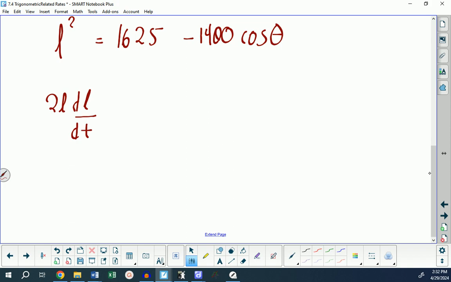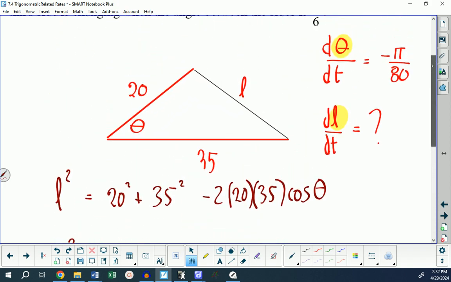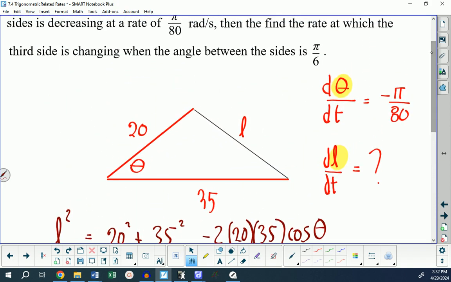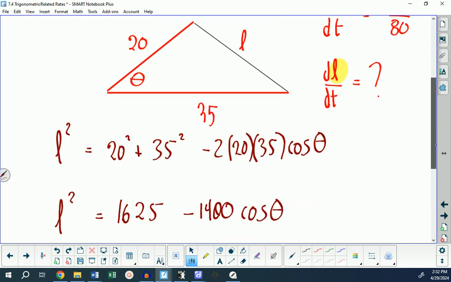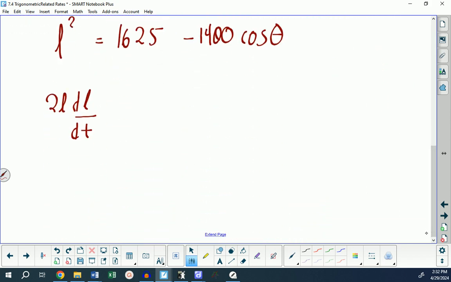Remember, I want to go back here and just show this to you. For related rates, we're always differentiating with respect to time because we have rates of change with respect to time. This is where we get the dL/dt and d theta/dt from. As we say, let's introduce time into the equation. Equals 1400 sine theta d theta/dt.